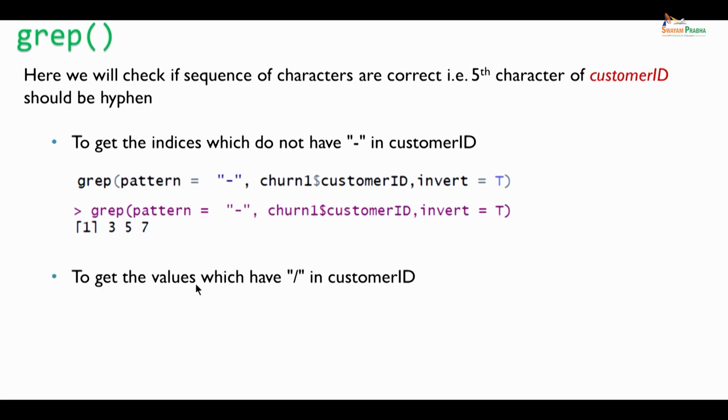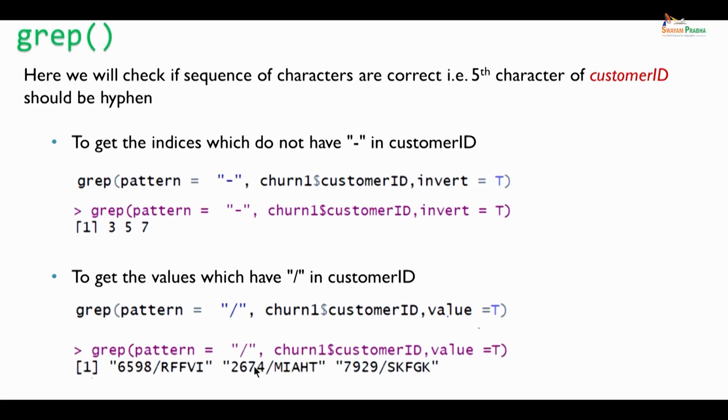But to get the values which have something other than hyphen, you can use the same function and specify the desired pattern under the pattern argument. Here we know that all other observations except 3, 5, 7 have hyphen, but the third, fifth and seventh observation had forward slash. So I am specifying the pattern as forward slash in the same variable called customer ID. Since I am giving value equal to true, it will give me those observations with the values.